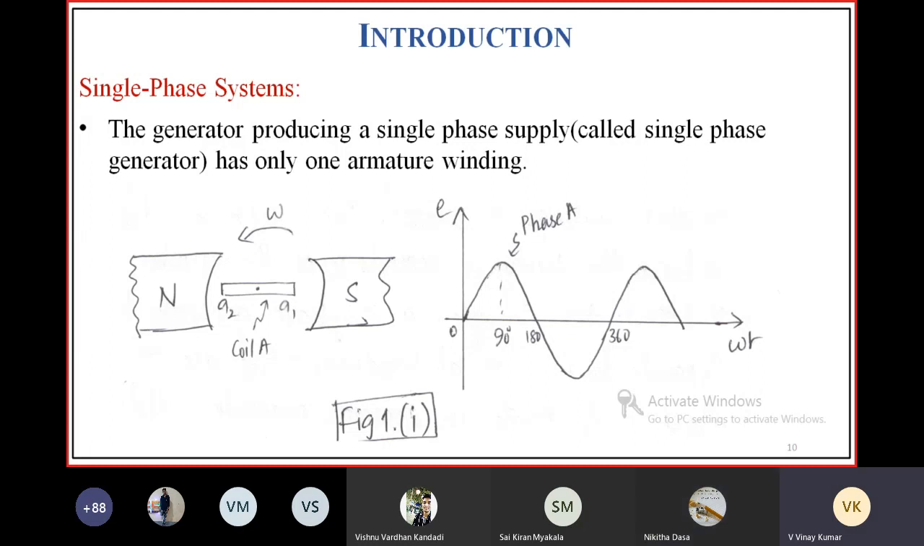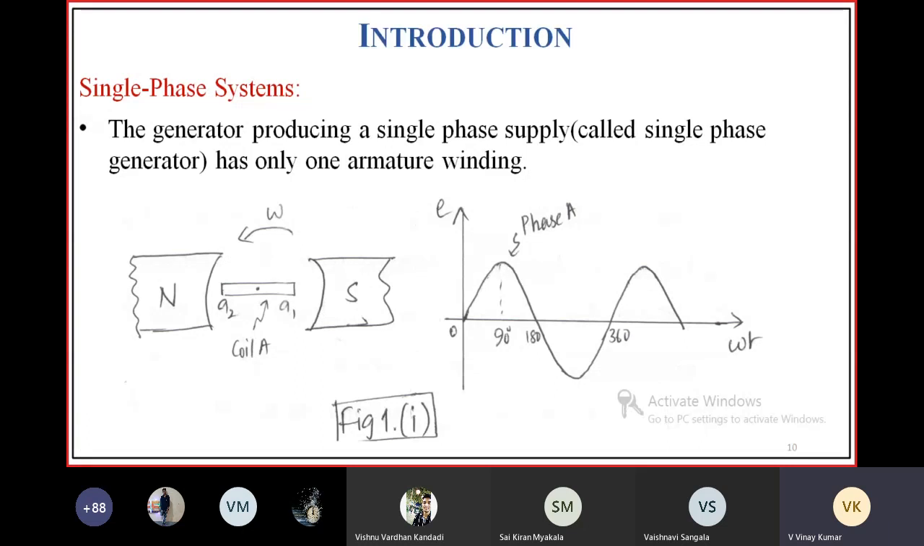Coming to the single-phase system, we have already discussed the single-phase system, right? According to Faraday's laws of electromagnetic induction, here we have two poles. This is one coil. This is the armature winding. All coils are connected into this, and we can make the armature winding.